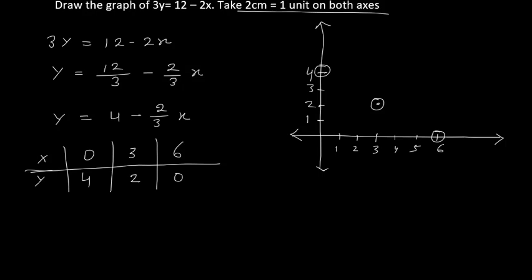Now these 3 points are perfectly in a straight line. You join them. Okay. So this line is your 3y is equals to 12 minus 2x. I will say that this line is 3y is equals to 12 minus 2x.